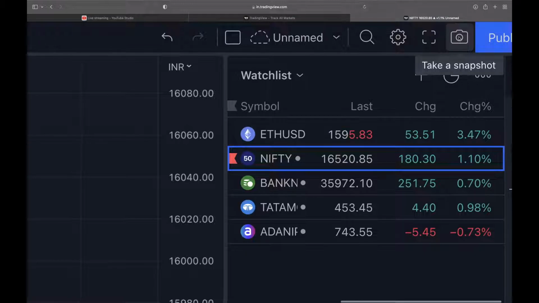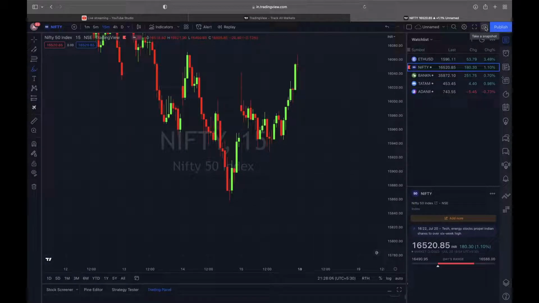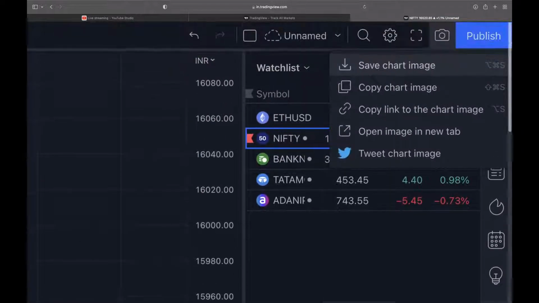Yes, can you see this? Okay, you see this, right? It's free of cost. You don't need to subscribe to TradingView, okay? It's completely free of cost. It is not mandatory to subscribe. So you see this camera button. Your task for today, your homework, is to just click on this camera button.